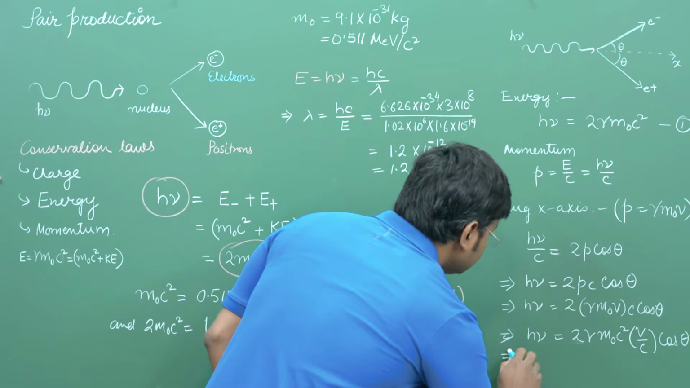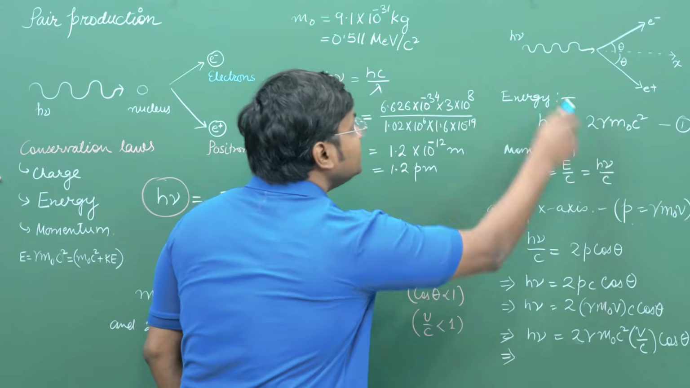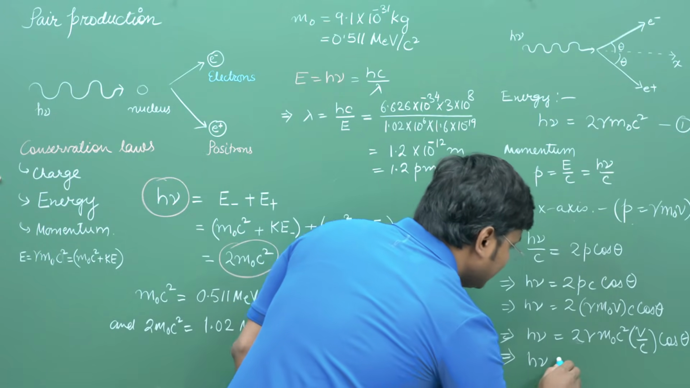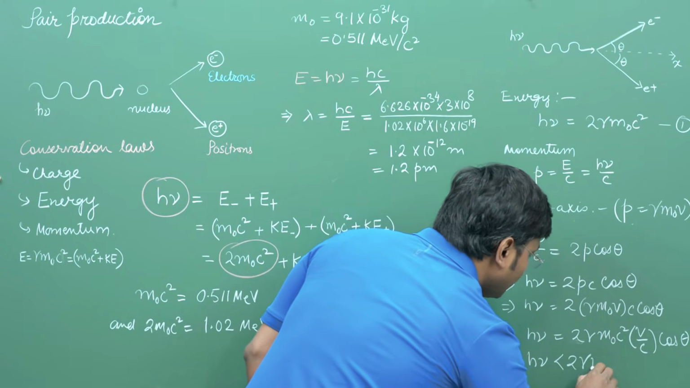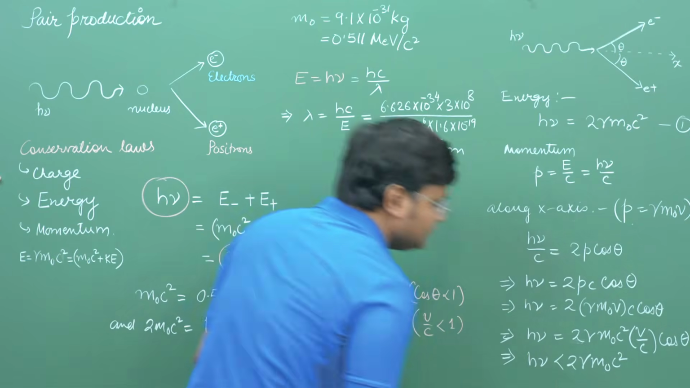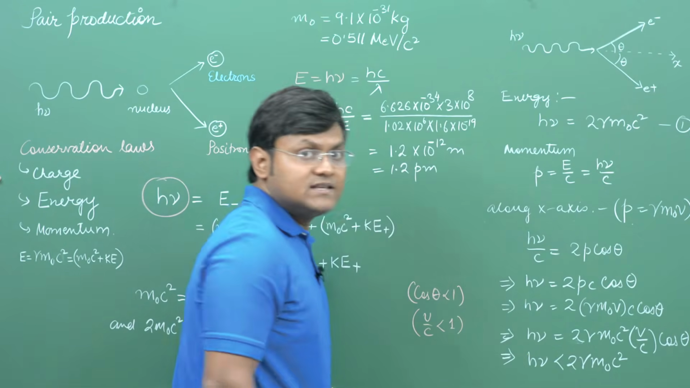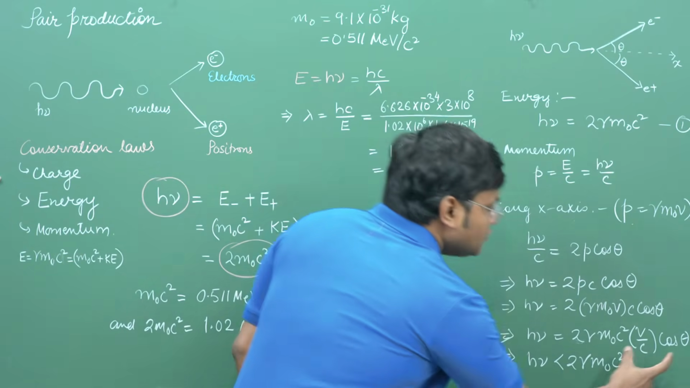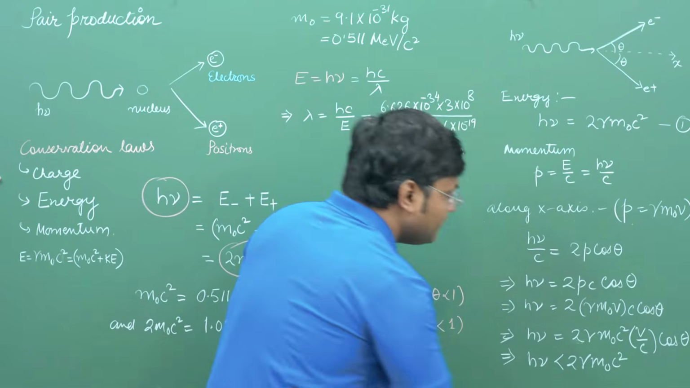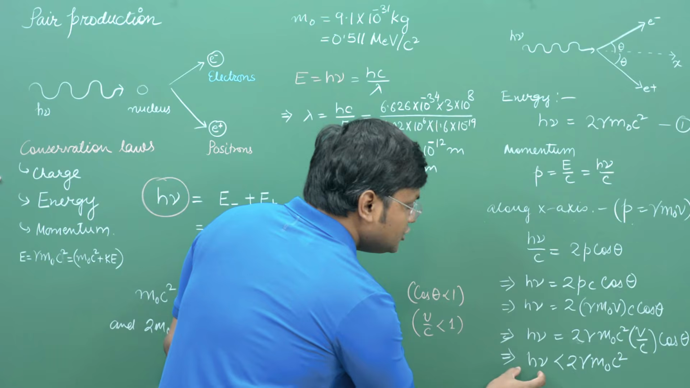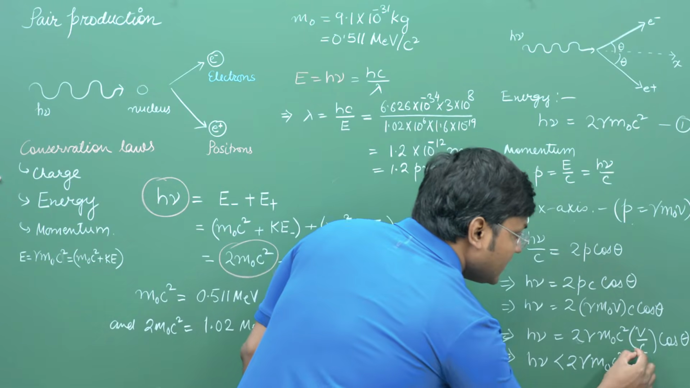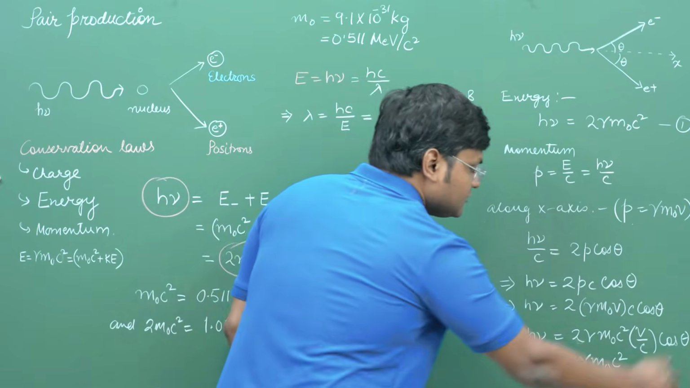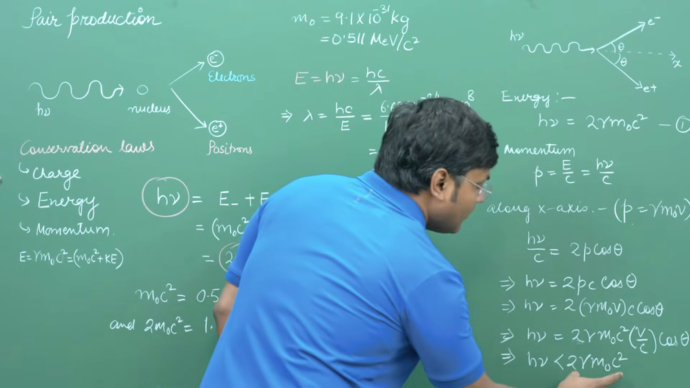Therefore, this conservation of momentum along the x-axis tells us that hν should be less than 2γm₀c². v/c is some number less than 1, and cos θ is some number less than 1. So if I multiply these two numbers, which are less than 1, with this, then hν should be less than 2γm₀c² if I remove them from the expression, right?